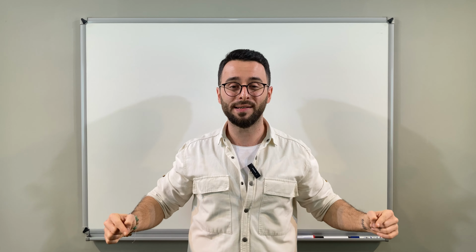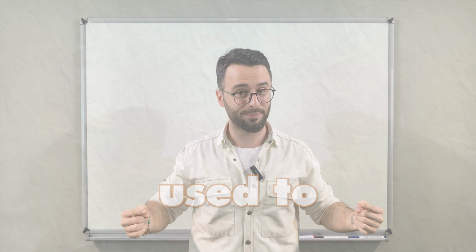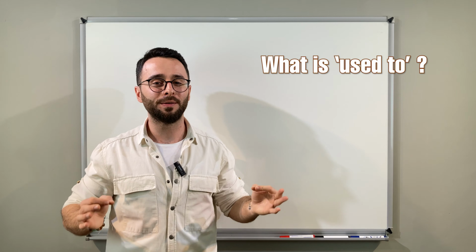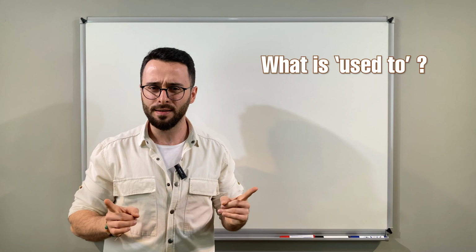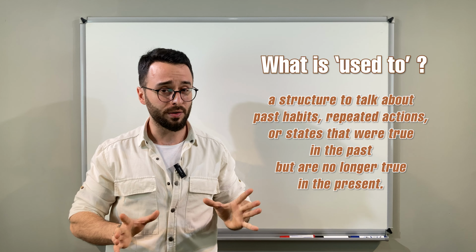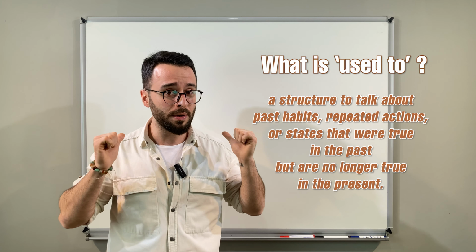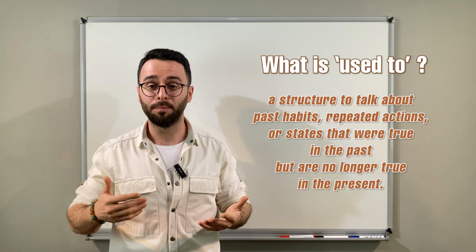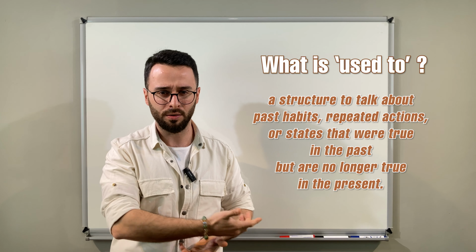In today's grammar lesson we're going to talk about used to. So first things first, what does used to mean and why do you use it? The answer is, my friends, used to is a structure that we use to talk about past habits, repeated actions or states that were true in the past but are no longer true in the present, or the opposite.